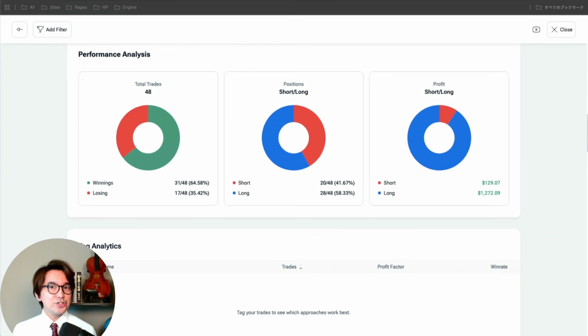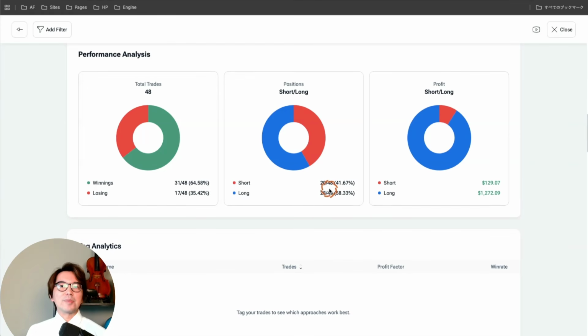You can visually understand exactly how your capital grew at a single glance. Next, please pay attention to the performance analytics section over here. Here, the breakdown of my 48 trades is displayed in pie charts. You can clearly see the win rate balance, with 31 winning trades at 64.58% and 17 losing trades at 35.42%.